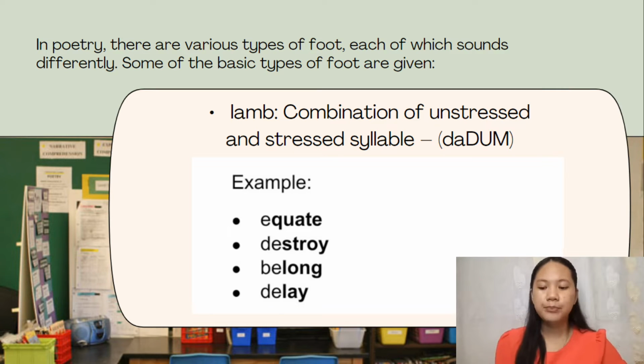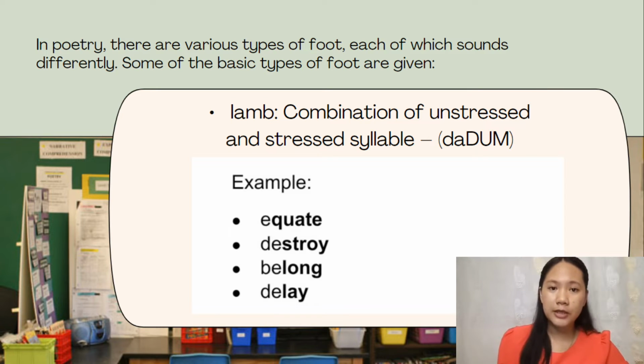In poetry, there are various types of foot, each of which sounds different. Some of the basic types of foot are: first, we have the iamb. Iamb is a combination of an unstressed and a stressed syllable. Da-doom, da-doom, da-doom. So, iamb is one of the common types of feet to appear in poetry. So now let us take a look at the example.